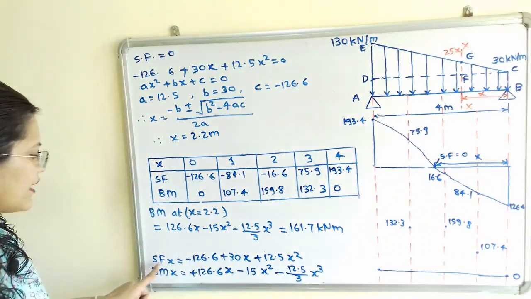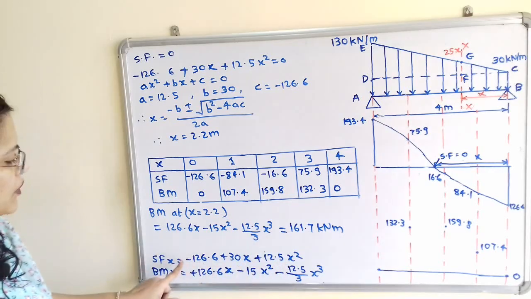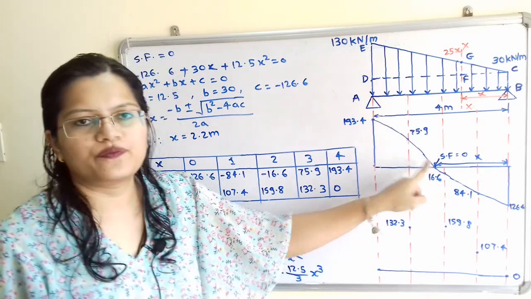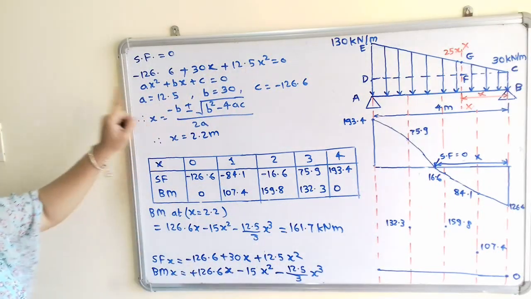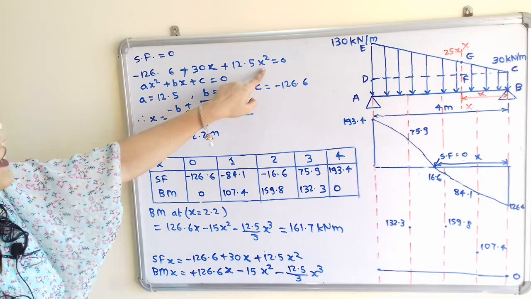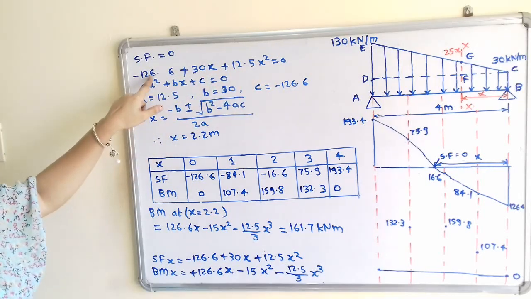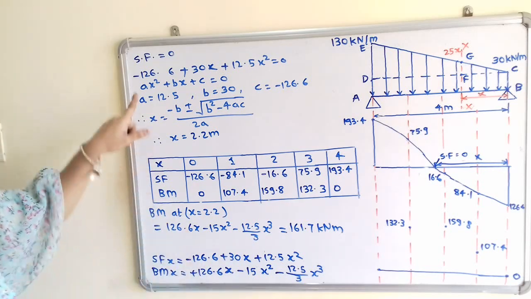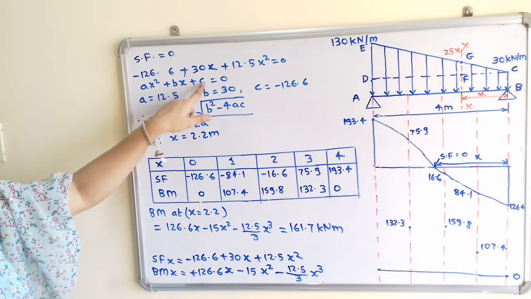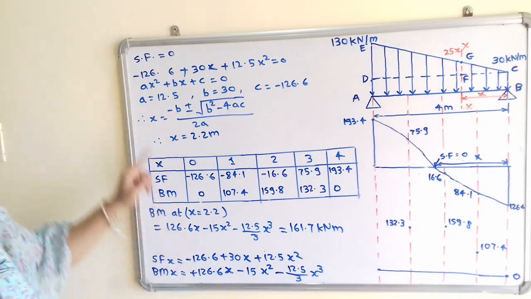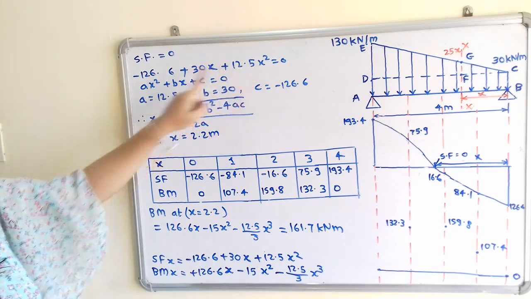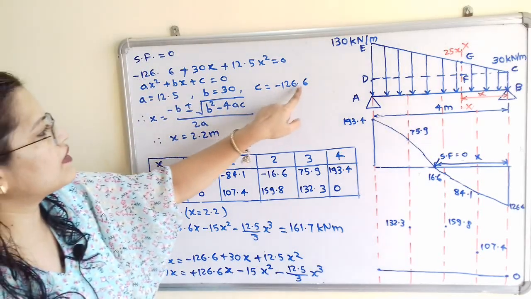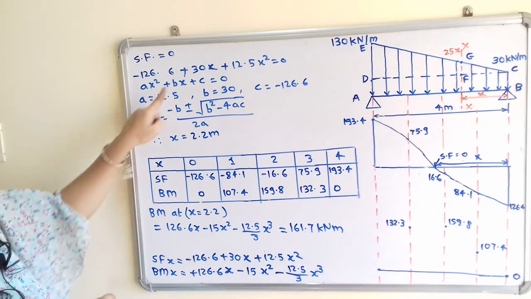So we have formula SFX is equal to. Now when we put this formula is equal to 0, then we will get the equation 12.5x square plus 30x minus 126.6 is equal to 0. So this is the equation in the form of ax square plus bx plus c is equal to 0. So value of a, that is coefficient of x square, is plus 12.5, b is plus 30, c is minus 126.6.